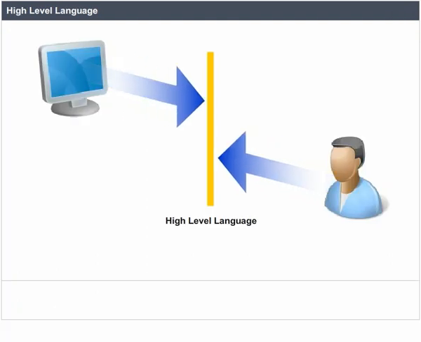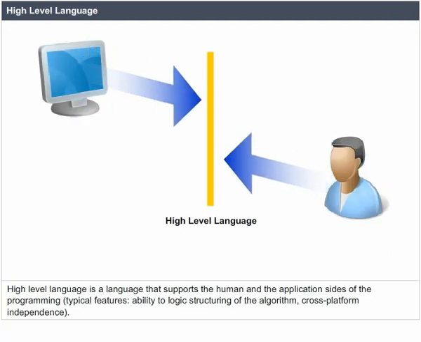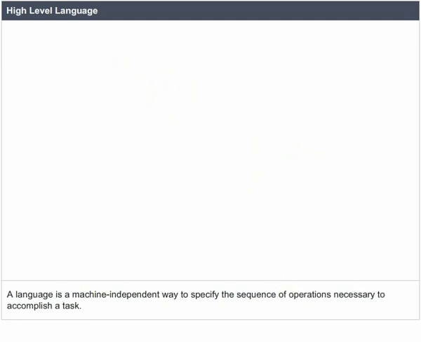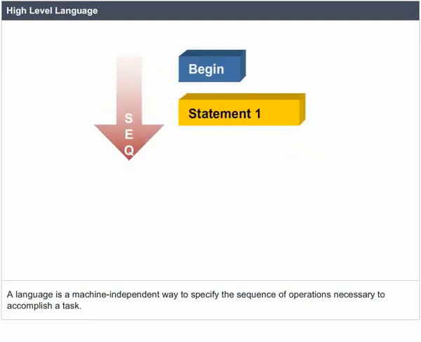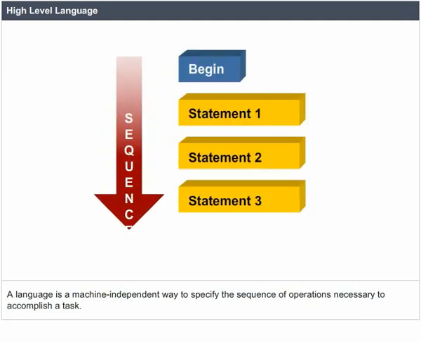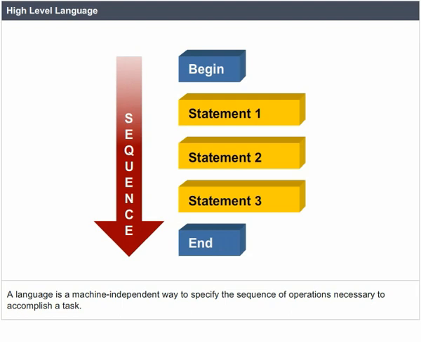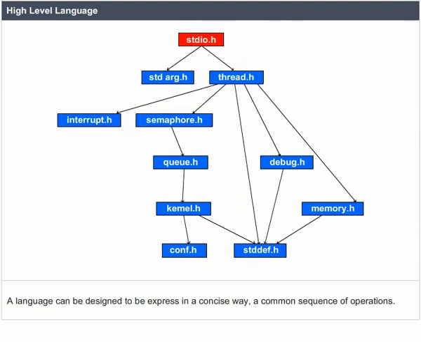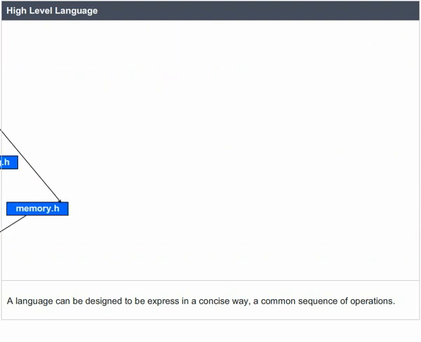High-level language. High-level language is a language that supports the human and the application side of programming. Typical features: ability to structure the logic of the algorithm, cross-platform independence. A language is a machine-independent way to specify the sequence of operations necessary to accomplish a task. A language can be designed to express a common sequence of operations in a concise way.